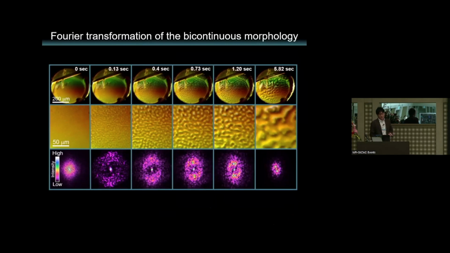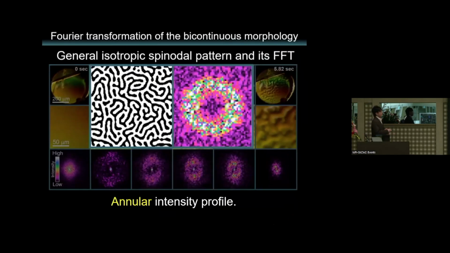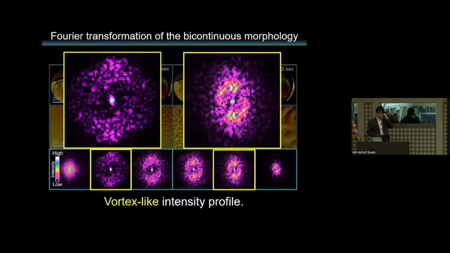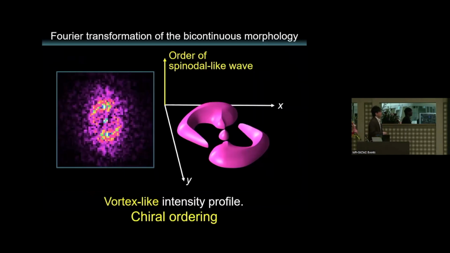And generally, the Fourier transformation of the bicontinuous pattern shows an annular pattern, because the wavelength of the bicontinuous pattern is constant in all directions. However, in our case, a vortex-like intensity profile was obtained. So this means, the intensity of the Fourier transformation can be considered as the order of a spindle-like wave. And if we consider the z-axis as the order of the spindle-like wave, in this space maybe there is a chirality. So the vortex-like intensity profile suggests there is a macroscopic chiral ordering in the pattern of the homoimmiscible water. And maybe this comes from the chirality of the liquid structure. I don't know at this moment, but this is a possibility.